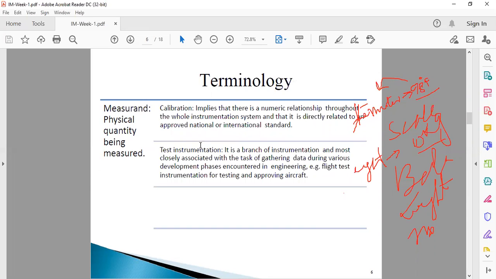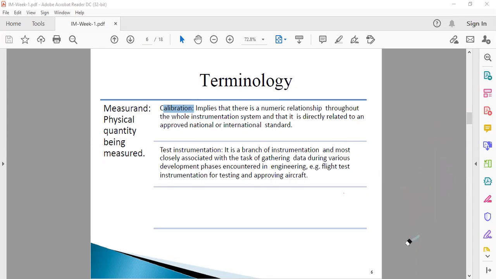Okay, the terminologies. Calibration is a very important term in instrumentation and measurement. As you know, for any instrument, calibration is mandatory. For example, if we have a thermometer, this is nothing but a glass tube filled with mercury. If it is not calibrated, we cannot measure any temperature. Rather, it is simply a glass tube for us, and it has no meaning for us.